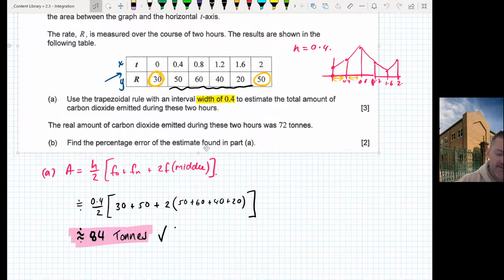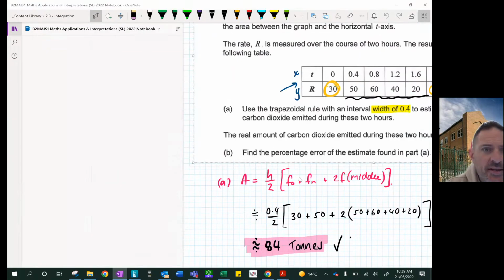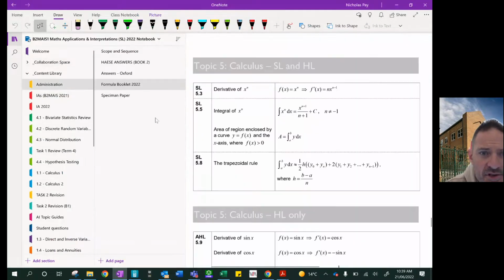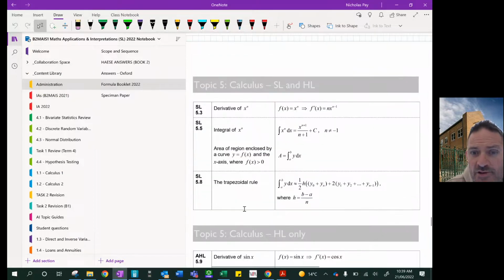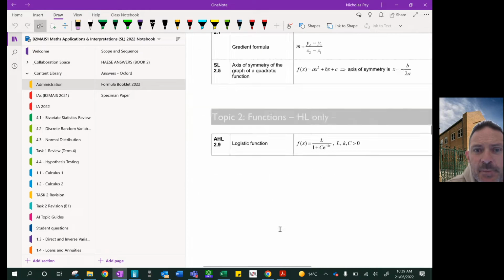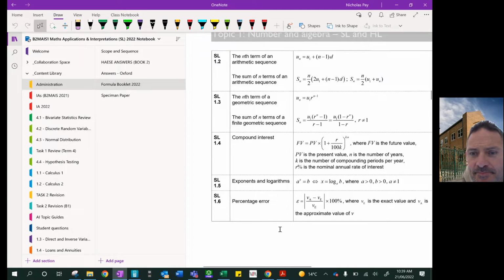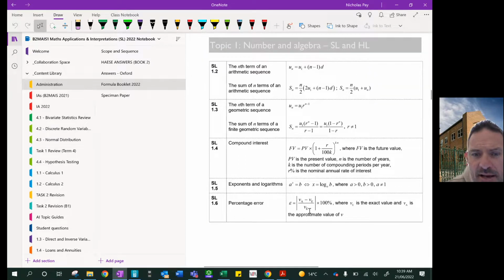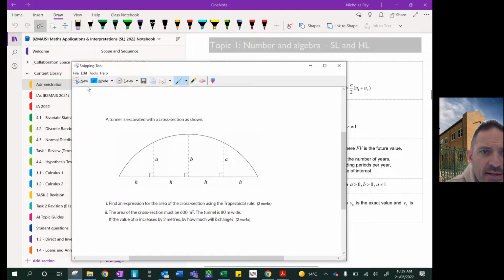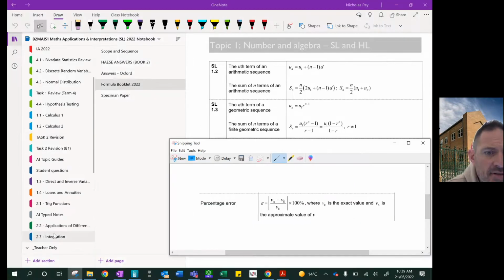The last part of this is a revision right the way back to the beginning of year 11 with percentage error. If we go back to our formula sheet, again, I like reflecting around our formula sheet because you should be looking at it all the time. There's the trap rule under calculus. But if we go back all the way to topic 1, I believe it's in there somewhere. There it is. Percentage error. I'm just going to snapshot that little guy out and then go back to my questions.